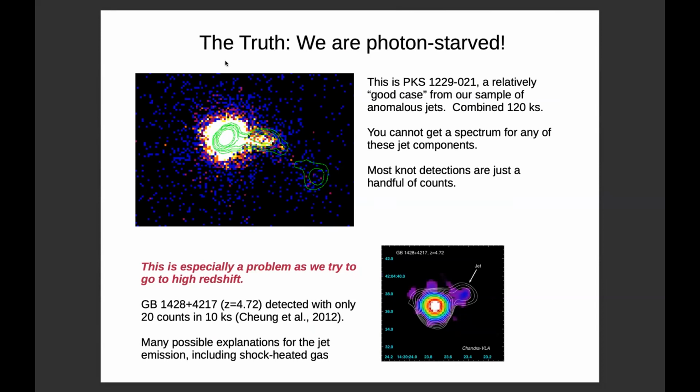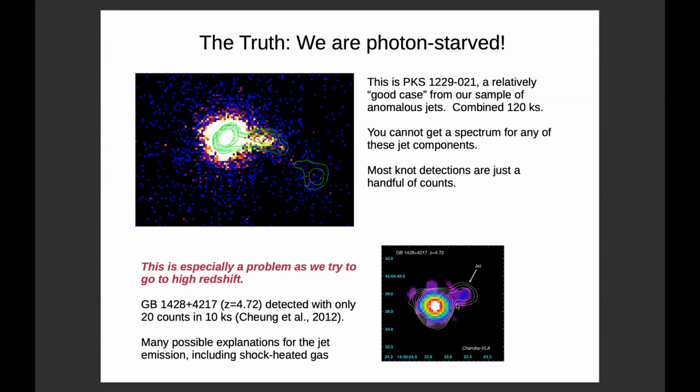And you can clearly see that there's X-rays coincident with the radio, but there's just not enough photons in this jet to get a spectrum, right? Which would be pretty useful. You would like to know whether these X-rays are hard, whether they're soft. And this is especially a problem as we start to go to high redshift. High redshift jets tend to be more compact.